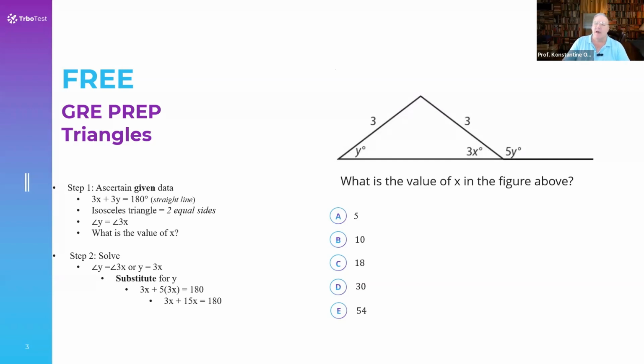So then we have 3x plus 15x equals 180 degrees. Well, of course, we can add the x's together because they're like terms. So we have 18x equals 180 degrees. Now we simply divide by 18 to get it away from the x. We divide the 180 by 18. x equals 10. So the answer is B.